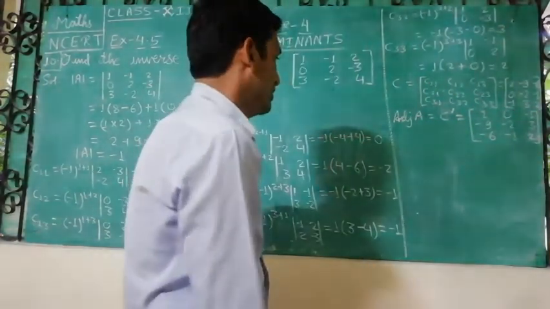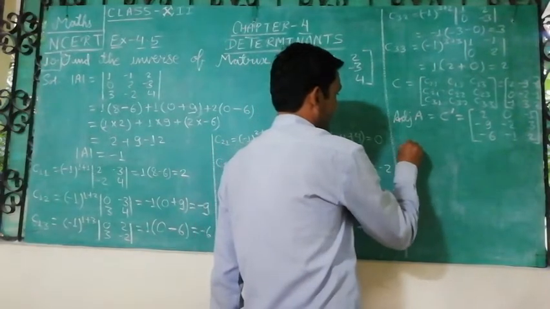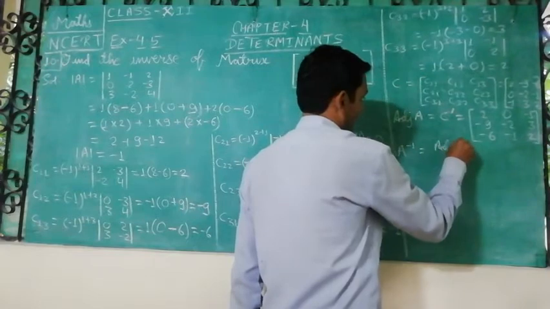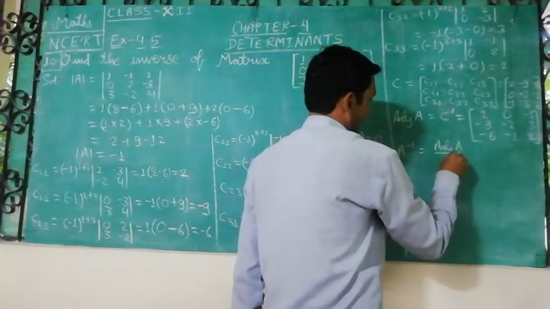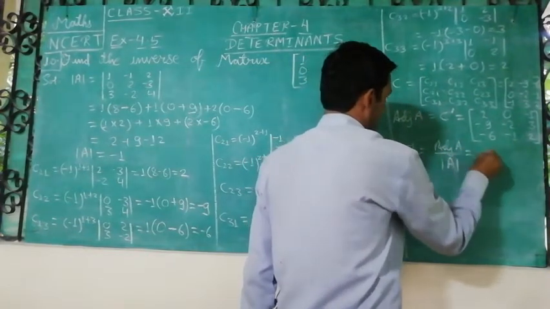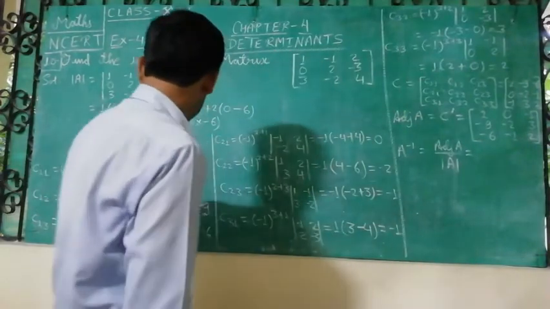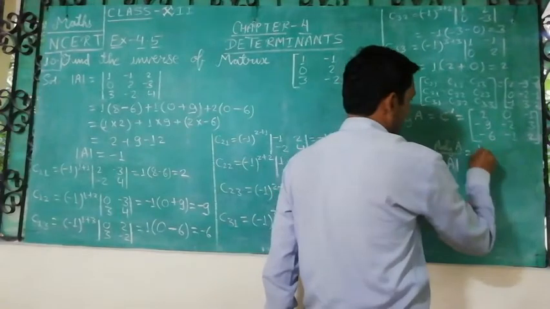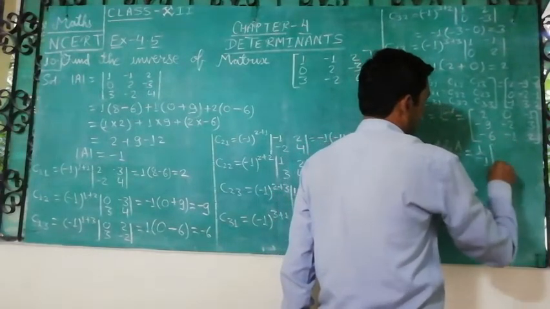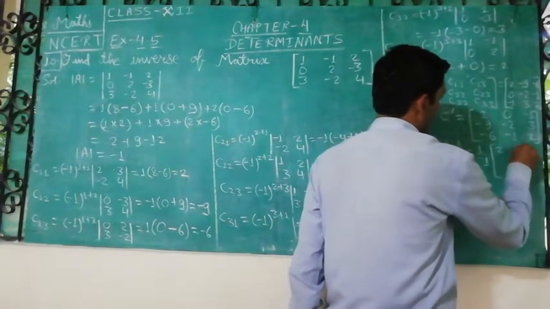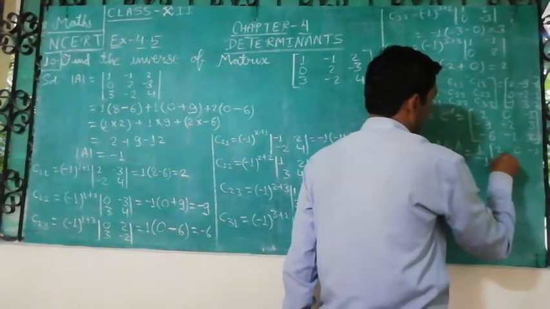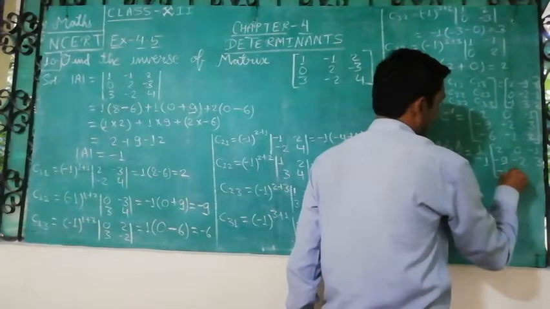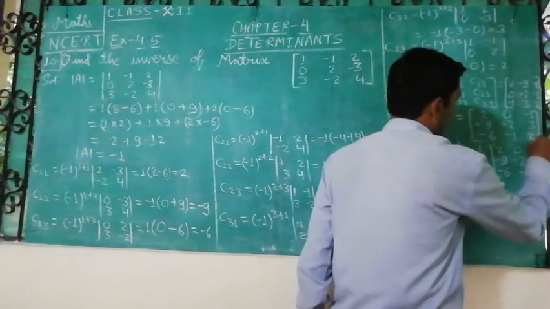So now what we have to find? A inverse. A inverse is equal to adjoint of A upon determinant A. Determinant A value is minus 1, which we have found. So it will be 1 upon minus 1, and then this complete matrix: 2 0 minus 1, now minus 9 minus 2 3, and lastly minus 6 minus 1, and then 2.